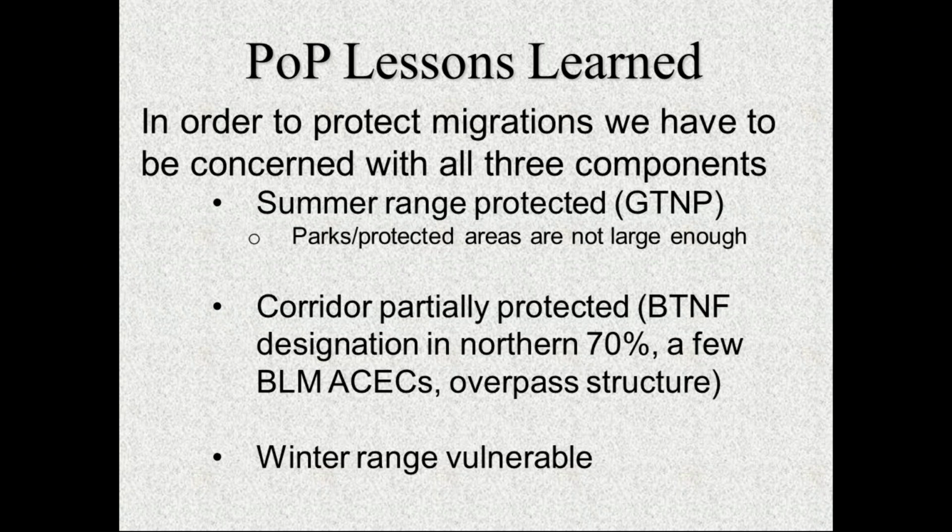Now, the BLM did place some areas of critical environmental concern, ACECs, in the Trappers Point bottleneck. Specifically, that's very helpful to maintaining this migration. And then, of course, the state of Wyoming with their investment in the overpass and underpass structures along this migration. But what I want to speak about for a few minutes here is the third component of this, and that's the winter range, which currently is fairly vulnerable for a species like pronghorn.